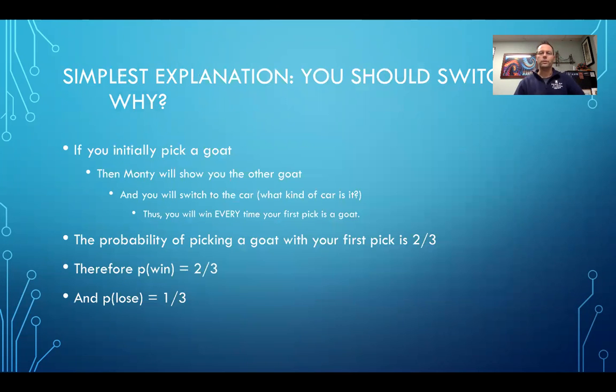Well, here's the solution. The reason this is in logic and argumentation is that if you think really well through these possibilities, you'll decide to switch your guess. So if you initially pick a goat and Monty shows you the other goat, you will switch to the car. Thus, you will win every time your first pick is a goat. Think about that for a minute.